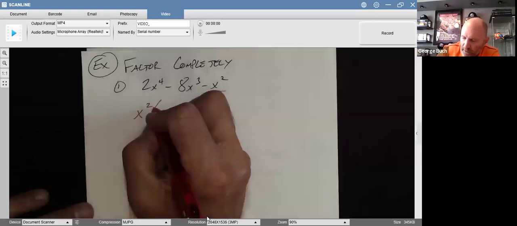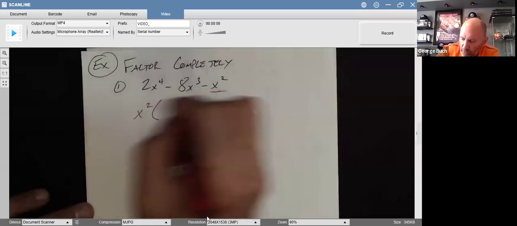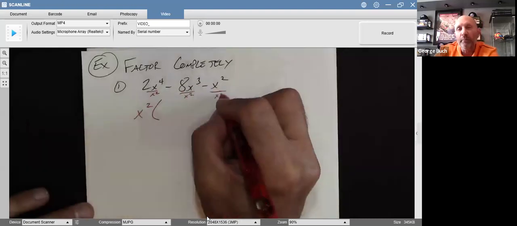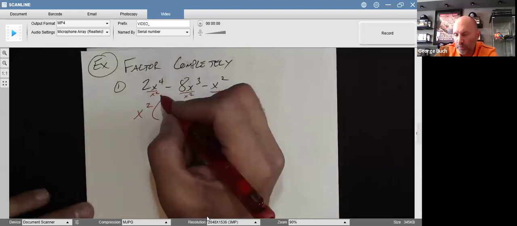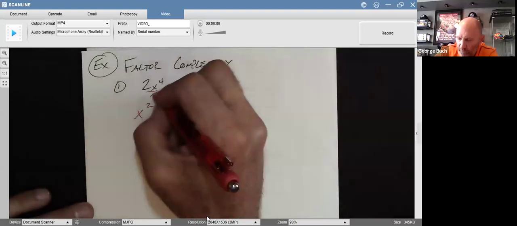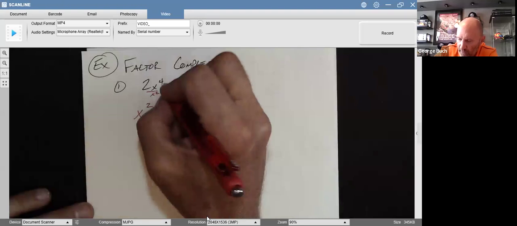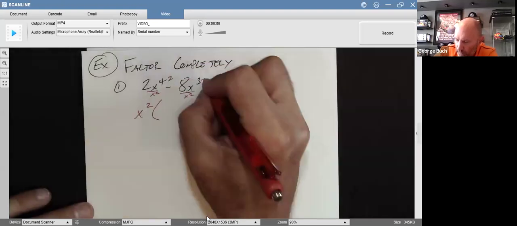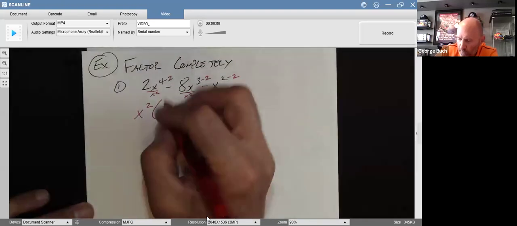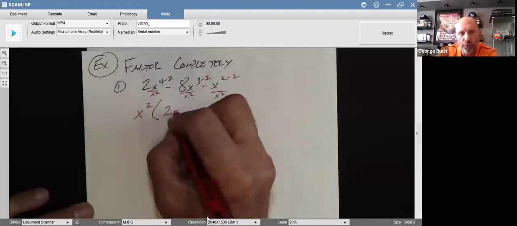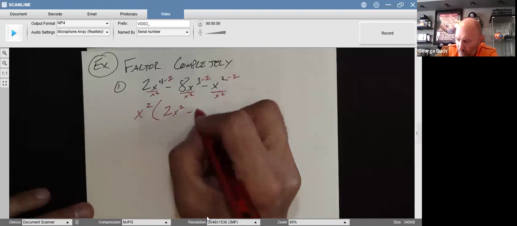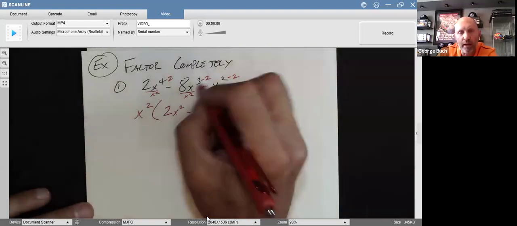So when I factored out the x squared, essentially what I would be doing is dividing all of this by x squared. If we think back to our exponent rules, when I'm dividing terms that have the same base, we do what? We subtract the exponent, subtract the exponent, subtract the exponent. So I'm left with this 2. 4 minus 2 is 2. So 2x squared when I take out an x squared. Minus 8. 3 minus 2 is 1. So I'm left with 8x.